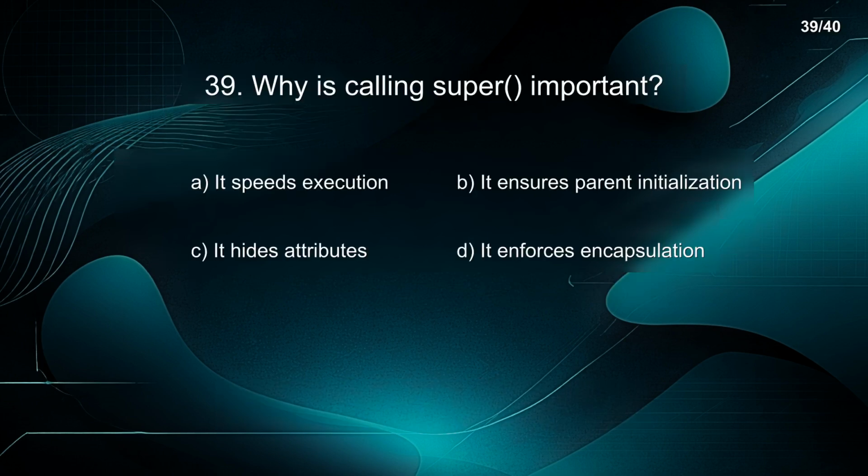39th question. Why is calling super important? A. It speeds execution. B. It ensures parent initialization. C. It hides attributes. D. It enforces encapsulation. Correct answer is B. It ensures parent initialization.